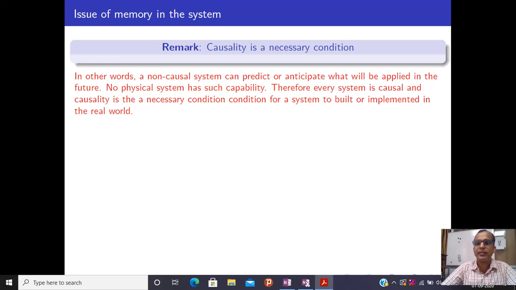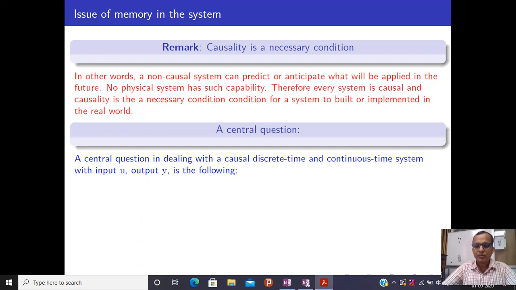Therefore, every system is causal, and causality is the necessary condition for a system to be built or implemented in the real world. And if you remember the previous lecture, when I defined the dynamical system, I defined two conditions or two axioms. You can tell what the first axiom is. We said that the input-output relation is always real, and the second one is related to the causality condition, and due to that reason we have imposed that condition. So whatever engineering system we are going to talk about belongs to this class only.